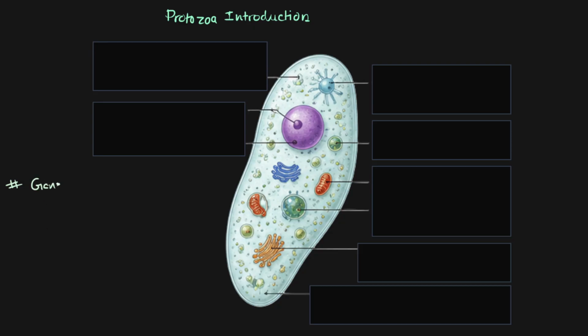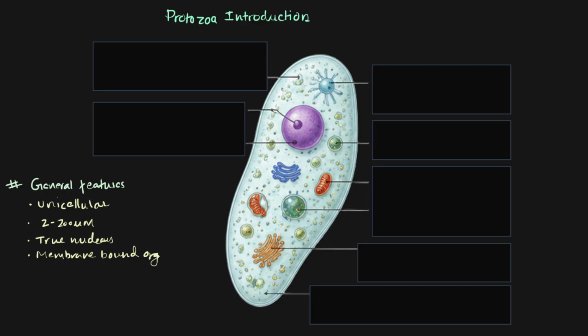Some of the important general features of protozoa include that they are unicellular. Unicellular means most of them you'll find have a single cellular structure. And the size is 2 to 200 micrometers. So that's fairly larger than bacteria. And they have a true nucleus, so you will find a true nucleus inside those organisms. They are a little bit higher. You have membrane-bound structures that you can see also. You have Golgi apparatus, endoplasmic reticulum, and you have mitochondria.